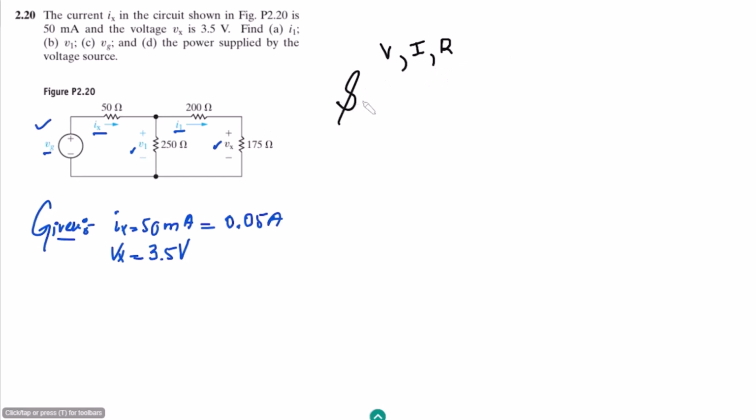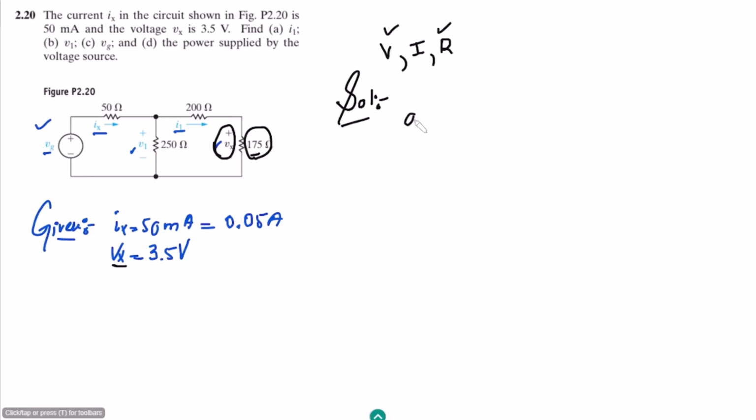So let us solve our question, and let us first proceed with this one. We can see that I1 is the current which flows through 200 ohm and 175 ohm as well, because these two are in series with each other. Therefore the voltage across it is known, and the resistor is also known, so we can very easily find out the value of I1.